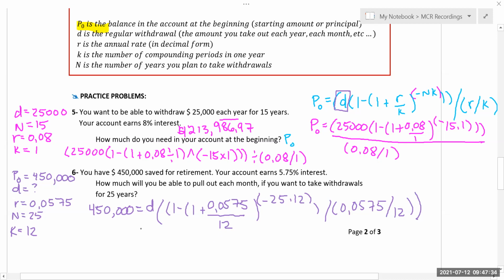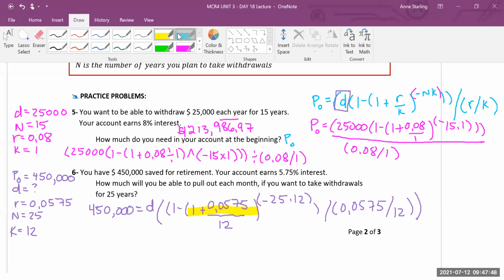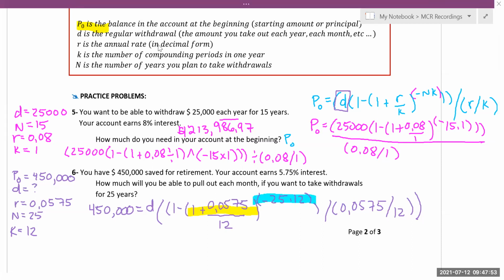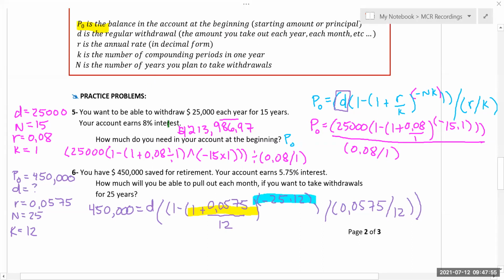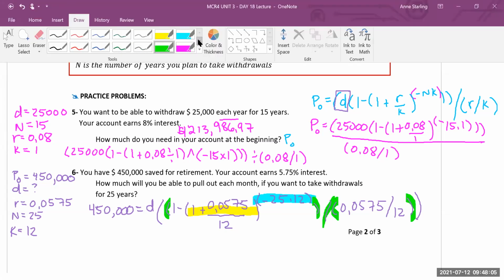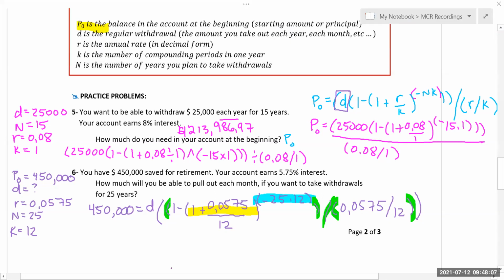And then once I have that number, I can divide it over. So calculate this piece first. So as you're doing that, take this piece, hit enter, then raise it to the negative 25 times 12, hit enter. Then we're going to do the 1 minus piece and then divide it by this piece. Once you have that number, again, pause me anytime if you're thinking I can't type that fast.